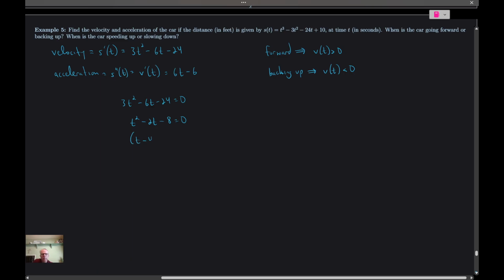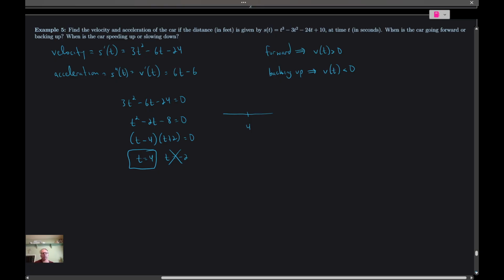T minus 4 and t plus 2. So that gives us t equals 4 and t equals negative 2. We're going to assume that t is positive because it doesn't really make sense to talk about negative times. So there's where t equals 0. Now let's test our intervals. So we put 4 there.